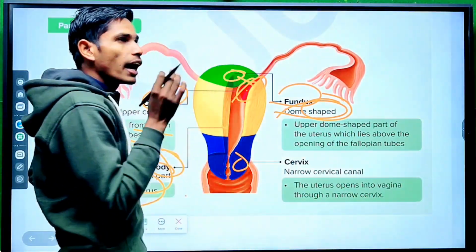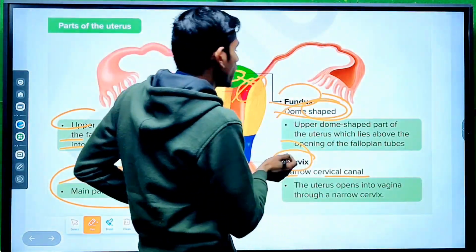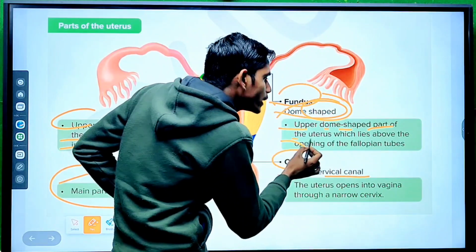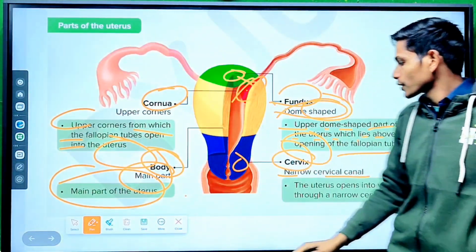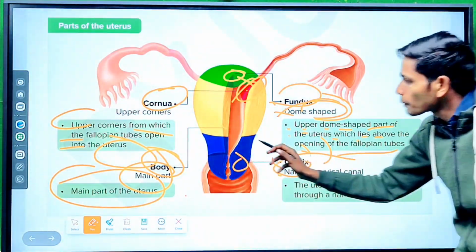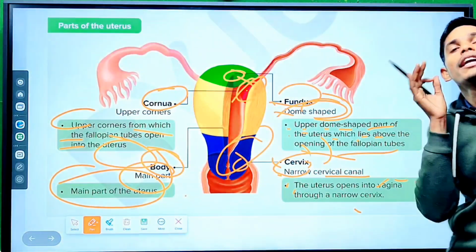This part below is the cervix and cervical canal. The fundus is the upper dome-shaped part of the uterus which lies above the opening of the fallopian tubes. The cervix is a narrow canal, and the uterus opens into the vagina through the narrow cervix.